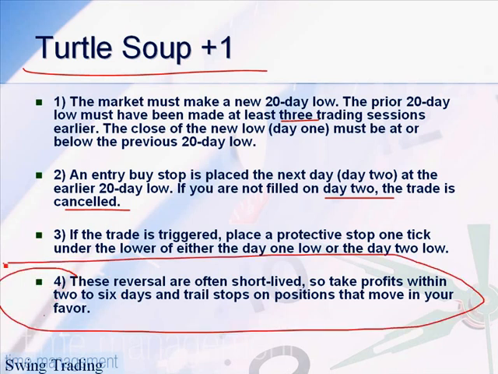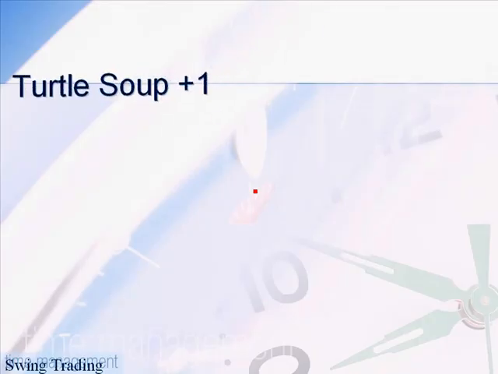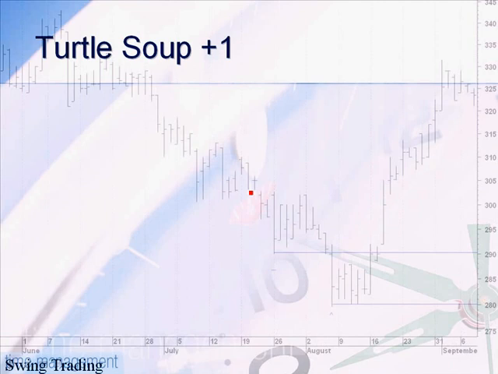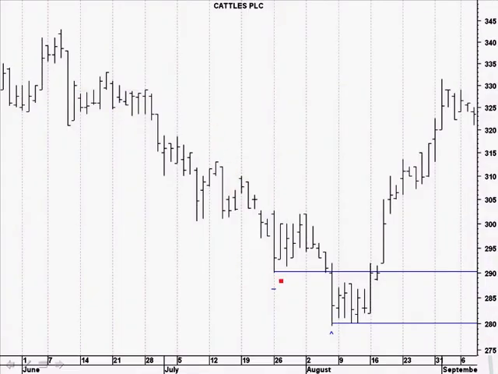Let's say we had something like this, a company called Cattles. This is a 20-day low. The previous 20-day low is at least 3 trading sessions beforehand. Do you see that? Do you notice how that 20-day low, that's the previous 20-day low. This is today's 20-day low. So there we've got our entry point, just slightly above the previous 20-day low.